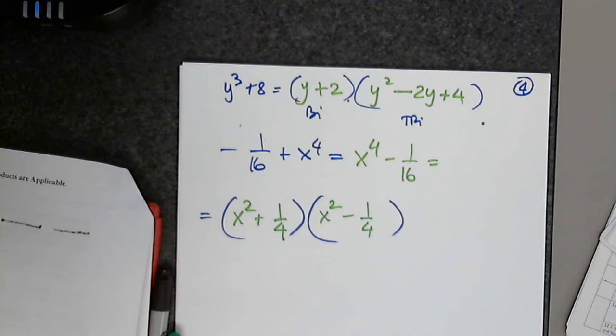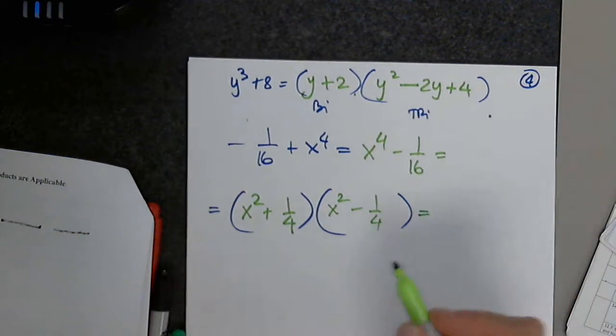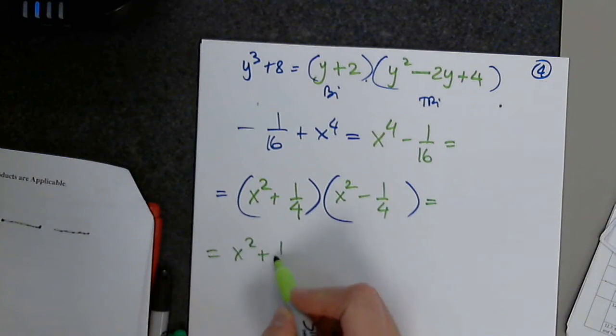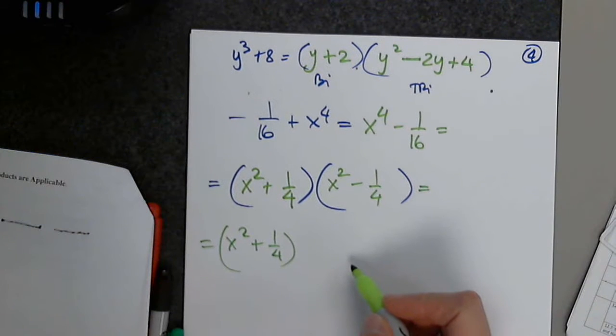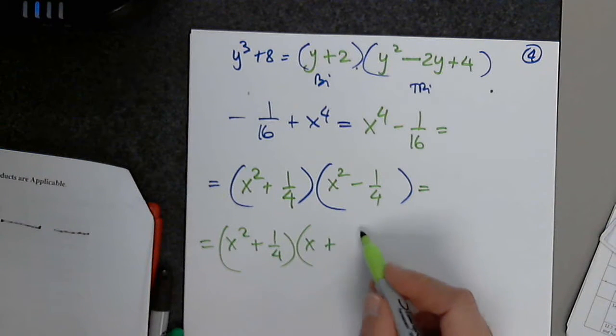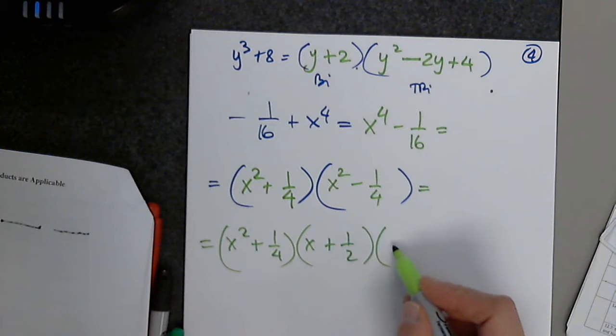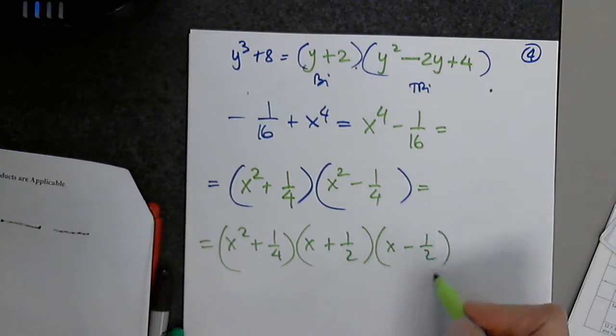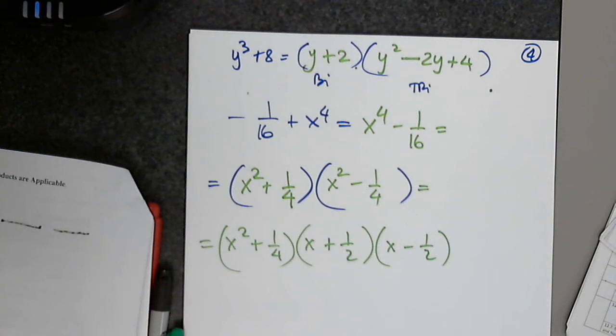Is the first one further factorable? No. Perfect, because it's the sum of squares. Exactly. What about the second one? Yes. How do I factor the second one? I want to say x plus 1, and then x minus 1. Perfect. Okay, 2 more here.